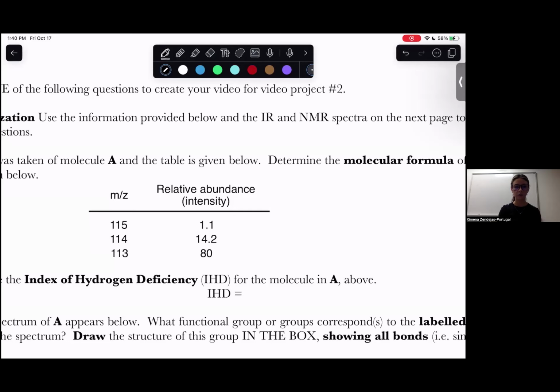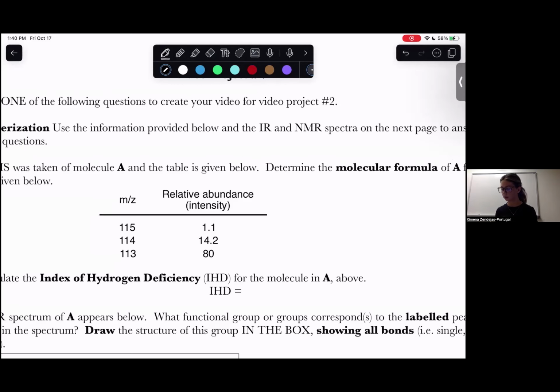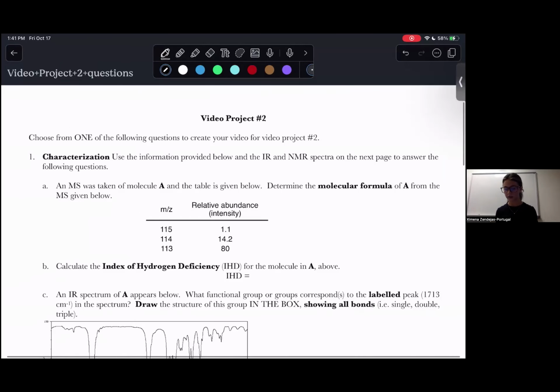Hello, we are group one and we are doing our project on characterization using IR and NMR spectra. My name is Talia and I'm going to be going through part A right here. So part A is determining the molecular formula based on the data that we're given right here.